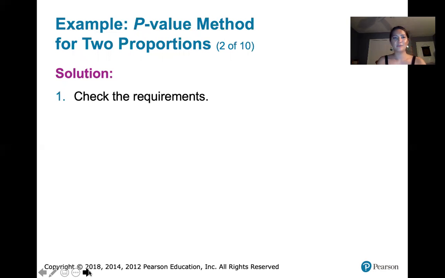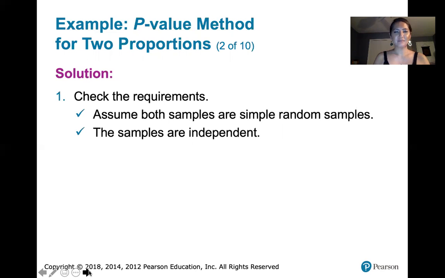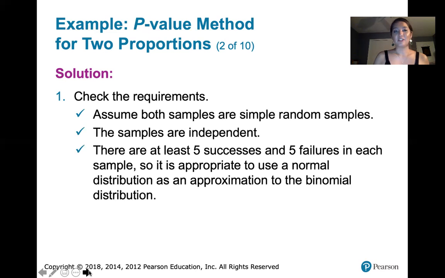So the first thing we want to do in any hypothesis test is check to make sure that the requirements for the hypothesis test are met. In this case, we'll just assume that both samples are simple random samples. If we had access to the original data and probably a write-up associated with that data, we would see that these two samples are simple random samples. The second requirement is that the samples are independent from each other. There's no reason certain orders from the sample would be matched or paired with specific orders in the other sample. So the two samples seem to be independent from each other.